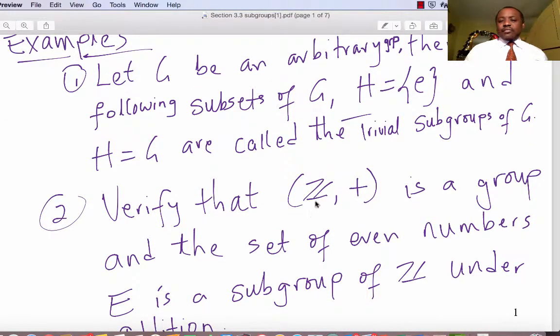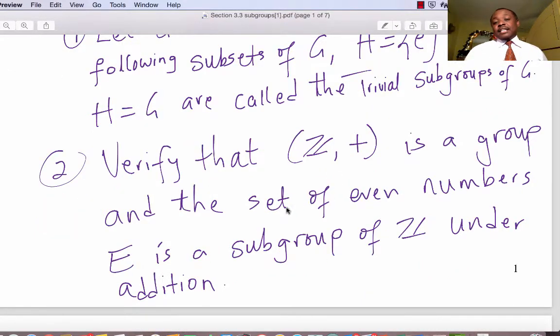Example 2. If G is the set of integers under the binary operation addition, then we can quickly verify that Z under plus is a group. Now, I want you to verify that the subset of Z, known as the set of even numbers, is a subgroup of Z, the set of integers. What are you supposed to verify? Number one, it is clear that the set of even numbers is a subset of Z. You now go ahead and verify closure. Associativity is hereditary. It has an identity element, and every element has an inverse under the binary operation addition.